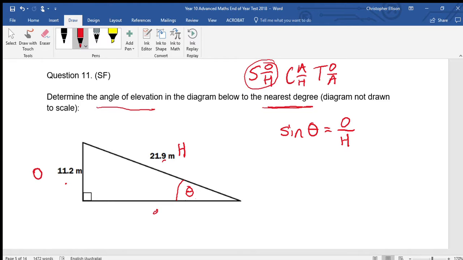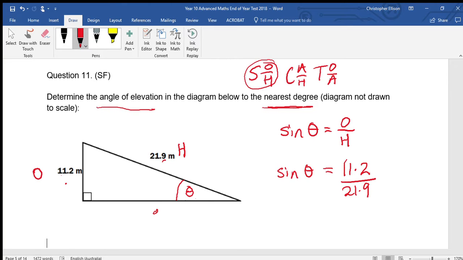The next step is to substitute into the formula. So we're going to write sine theta still. We're rewriting the same thing, but we're just substituting in the bits we know. Theta we don't know, so we're going to leave theta as is. But we do know what O is. Our O is 11.2 meters, so we're going to put in 11.2 over here. And our H we know as 21.9.